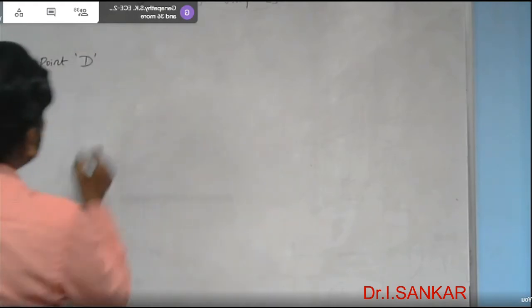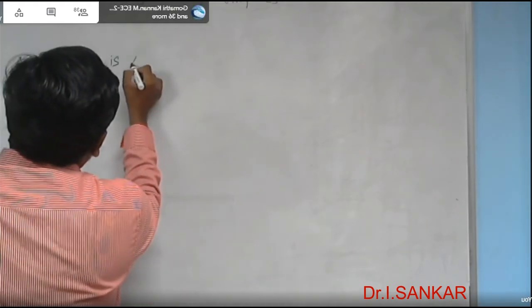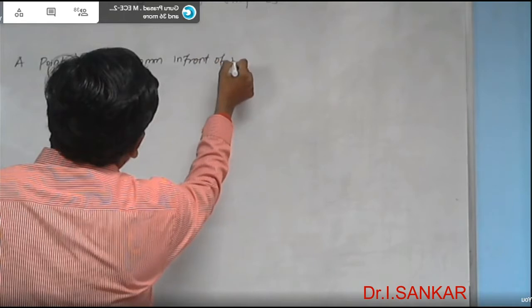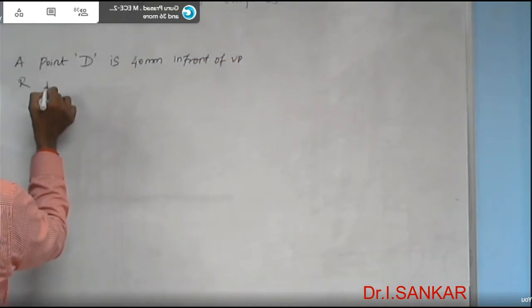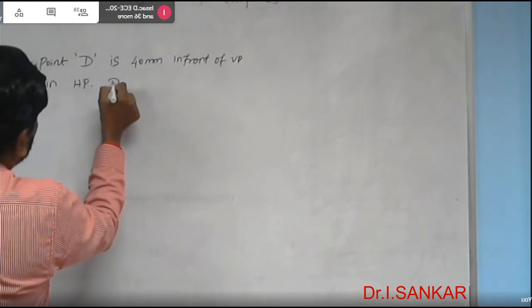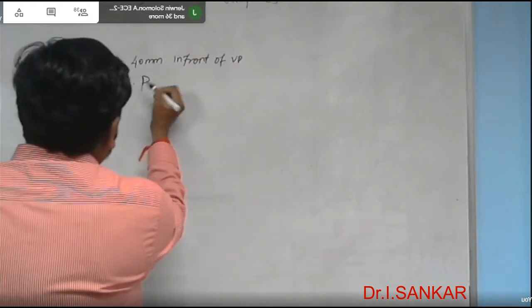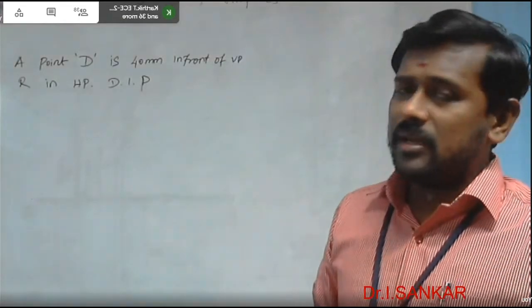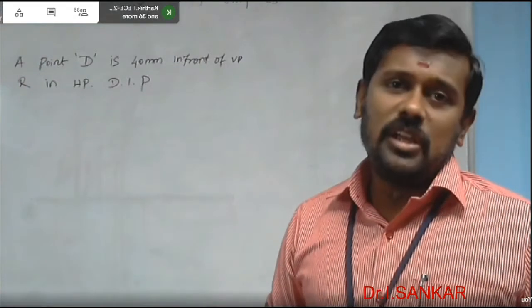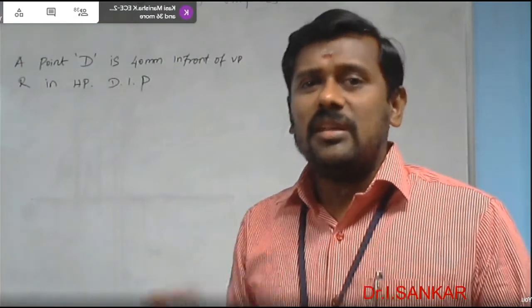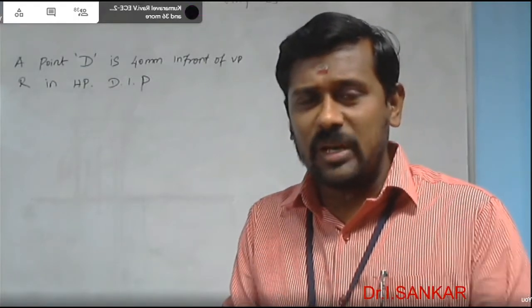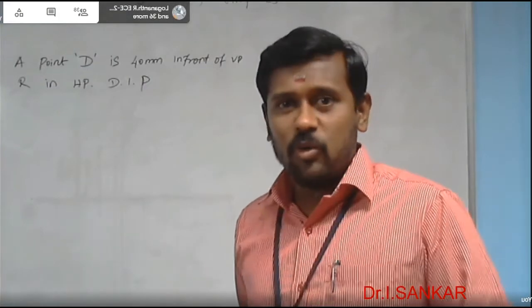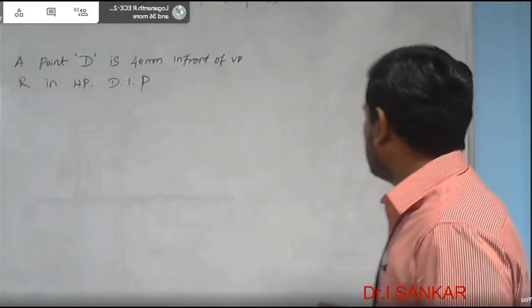A point D is 40 mm in front of VP and in HP. Draw its projections. This is the question. A point, its name is D, is located 40 mm in front of the vertical plane, and the point is just in the horizontal plane. There is no distance maintained between the point and the horizontal plane. The point is not above HP or below HP. It is in HP.